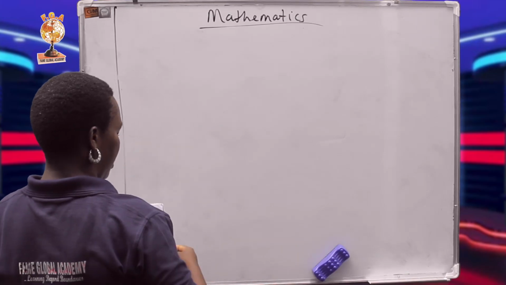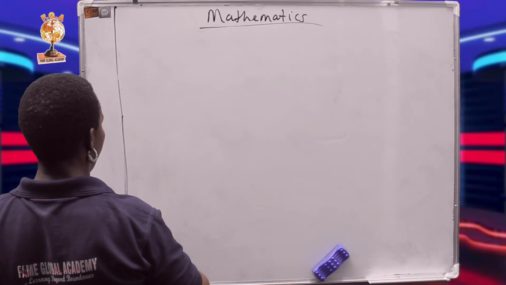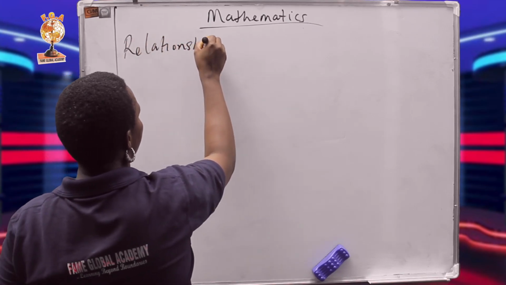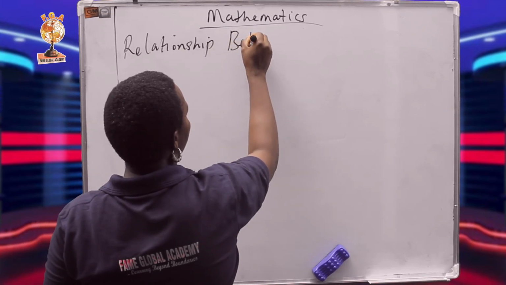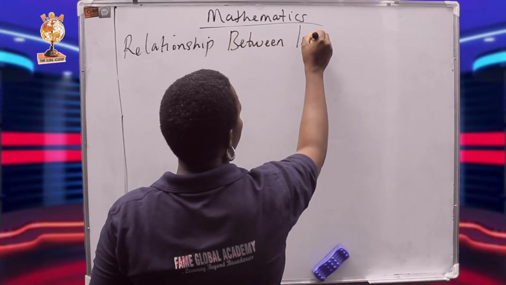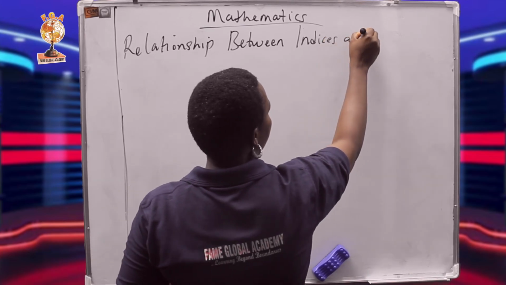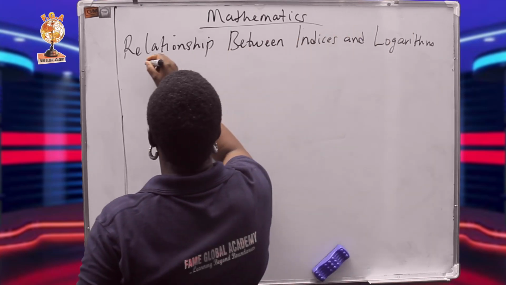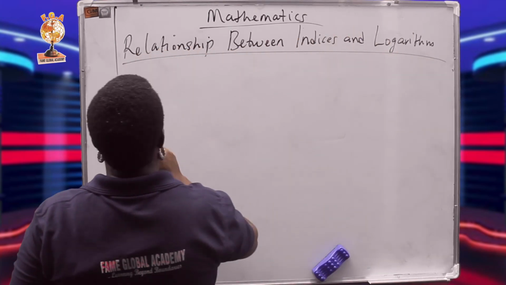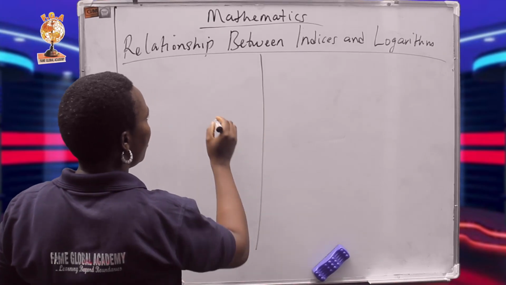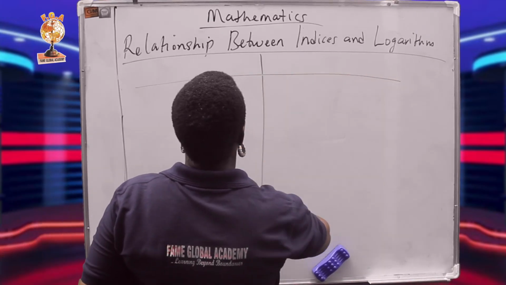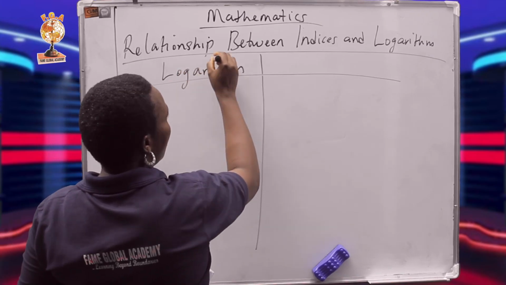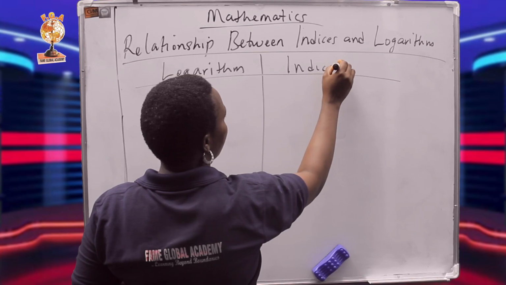Okay, let's say relationship between indices and logarithm. Okay. All right, so let's draw a table. So this is for logarithm and this is indices. Okay.